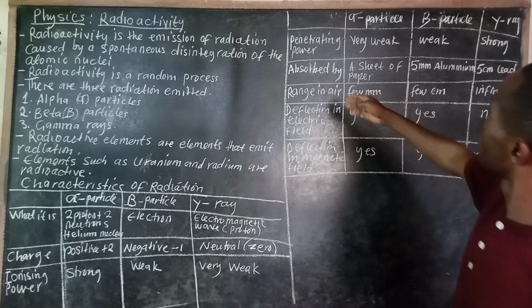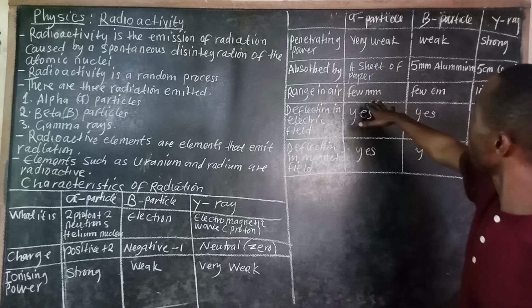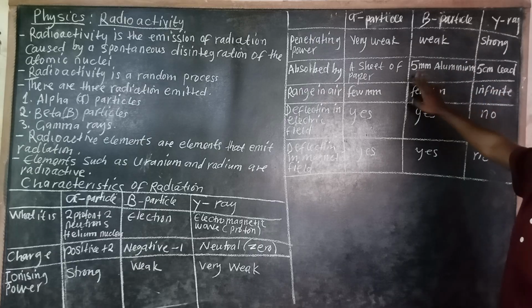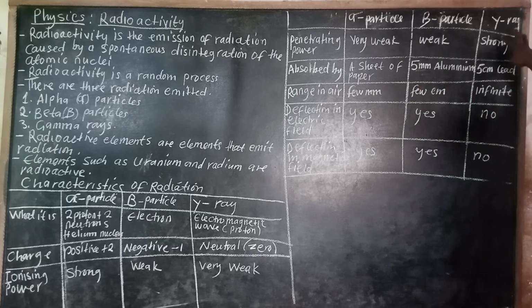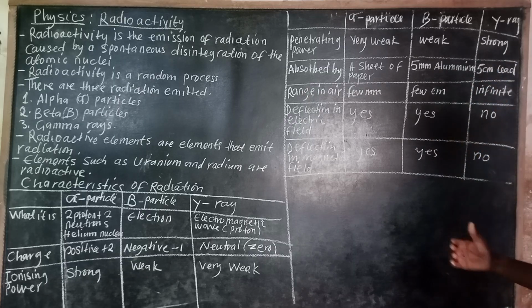Then absorbed by: alpha particle is absorbed by a sheet of paper. Beta particle is absorbed by 5 millimeters of aluminium. Gamma ray is absorbed by 5 centimeters of lead. Lead is an element, aluminium is an element.